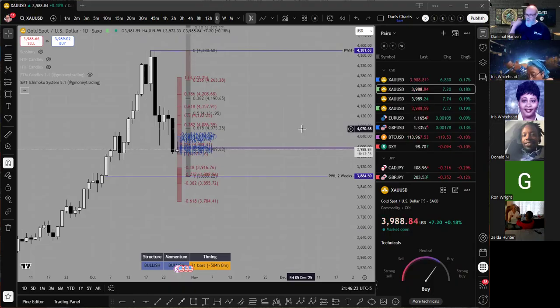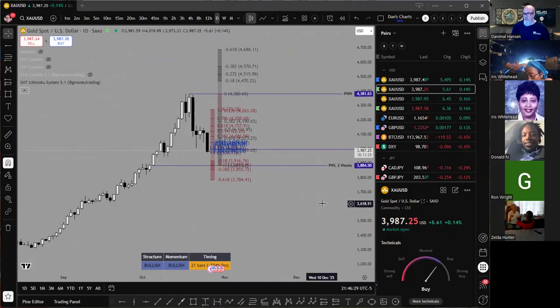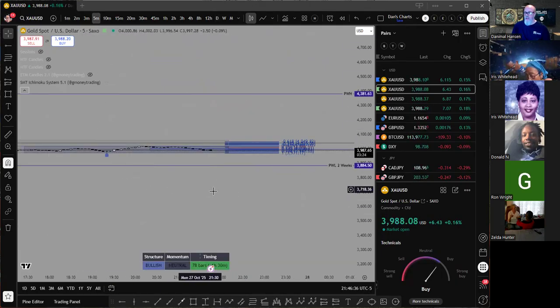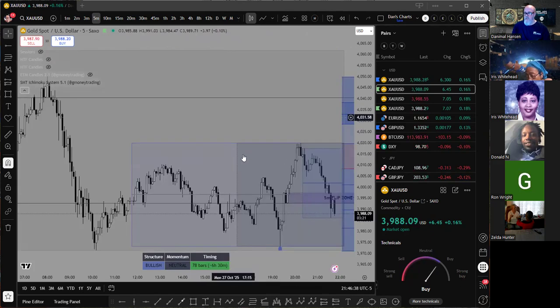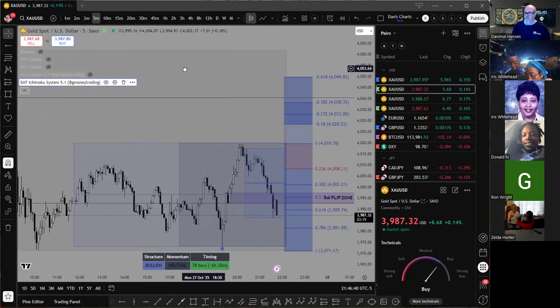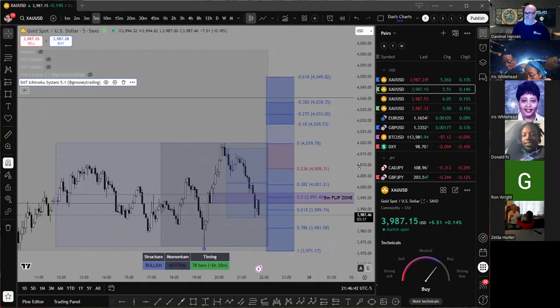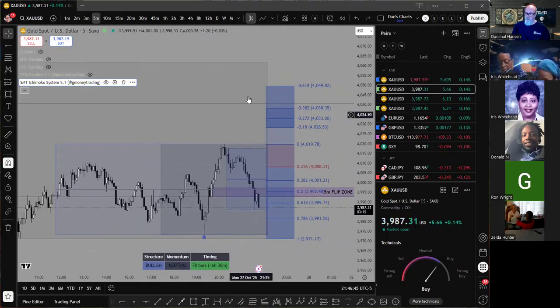So whatever you want to fib down, it depends on how long you want to trade. I don't really look at these higher time frames because I like living in the 5-minute time frame. I don't have the patience to play a long game.